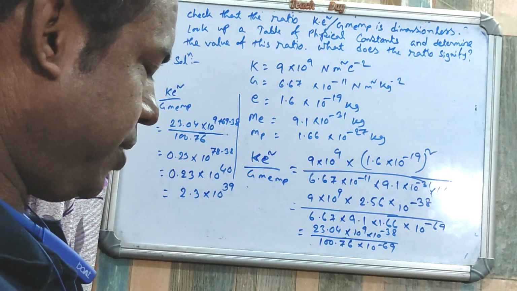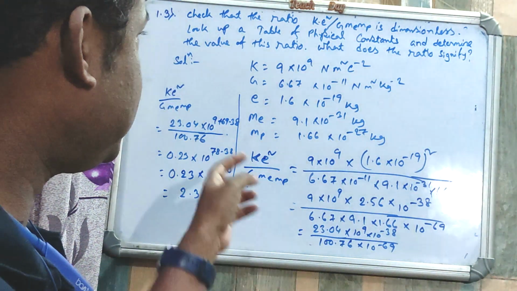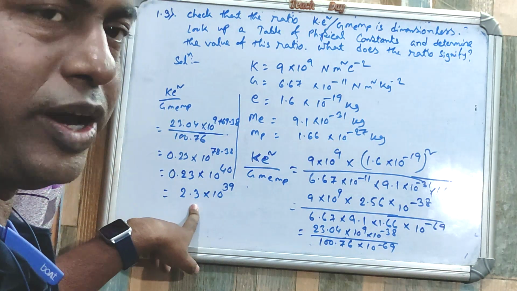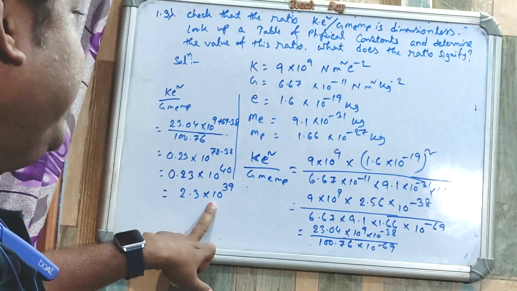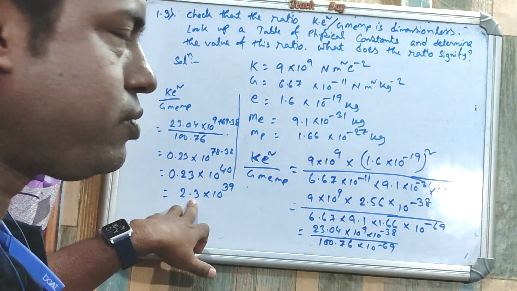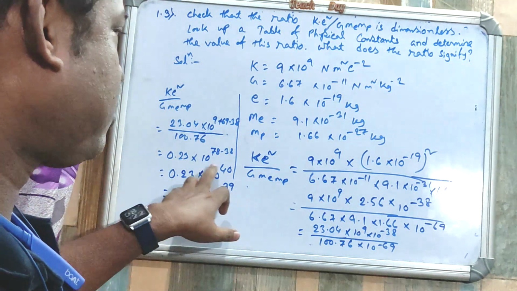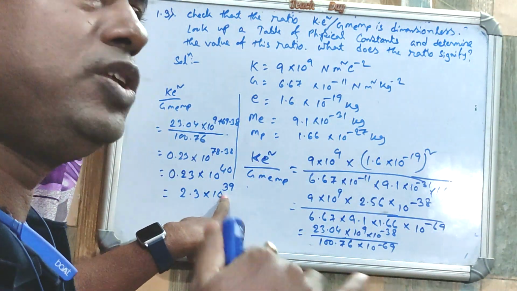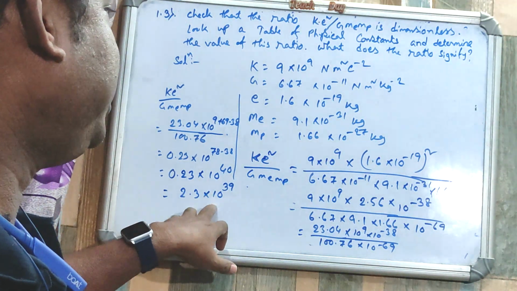Now the next one. What does the ratio signify? Here, what is the ratio? That is k square g into me into mp. This value is 2.3 into 10 to the power 39. This is obviously a unitless quantity, as we already solved. So here the value is too much larger, because it is 10 to the power 39.